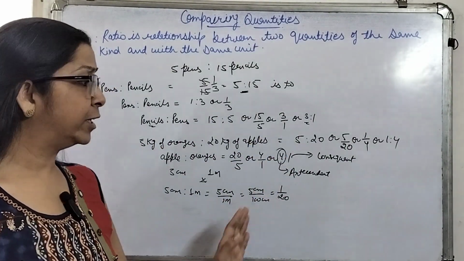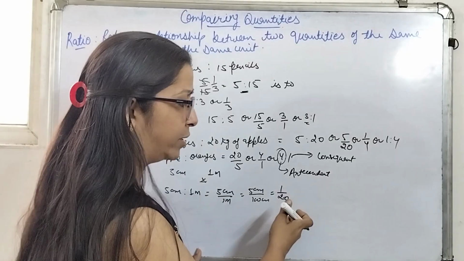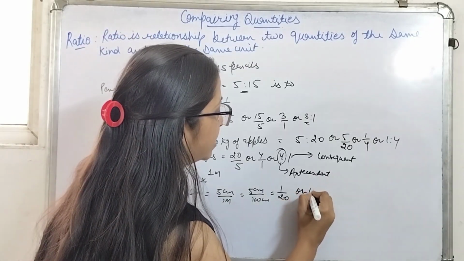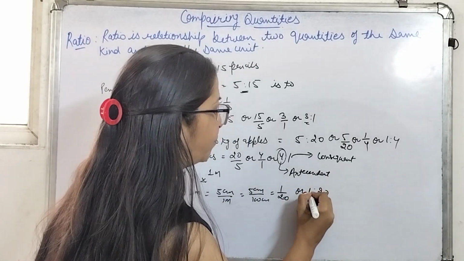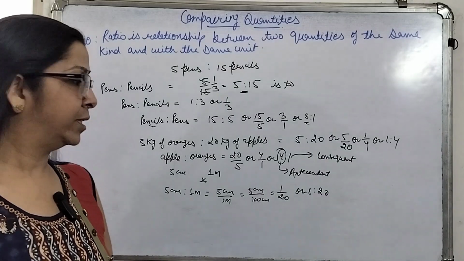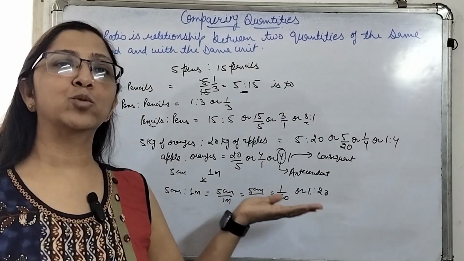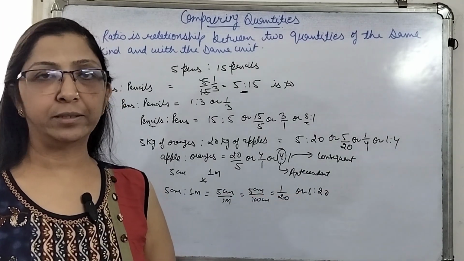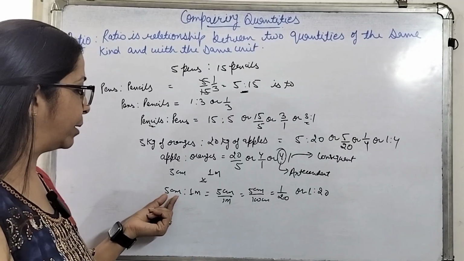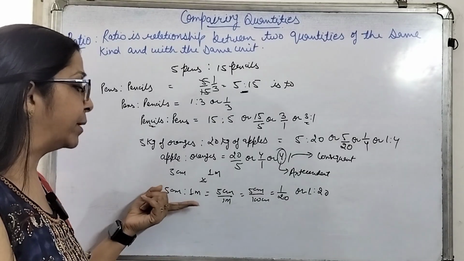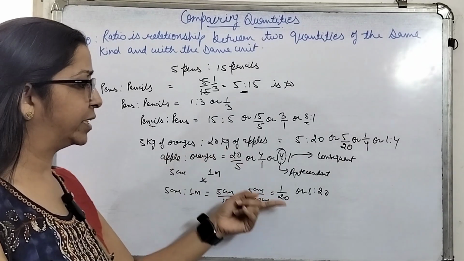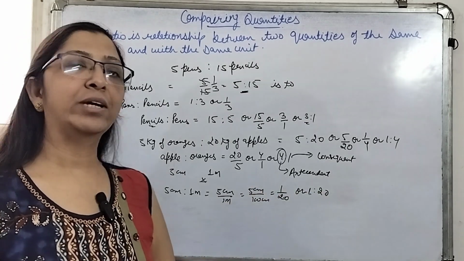Simply we need to divide, or we can represent it in the form of a fraction, or in the form of a ratio also. Anyhow, we can represent it. That simply means how many times one thing is with respect to the other. So over here, we have compared 5 centimeter and 1 meter. Because units were not the same, we converted them into the same units, and then we found the ratio of it.